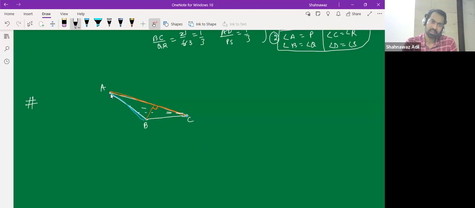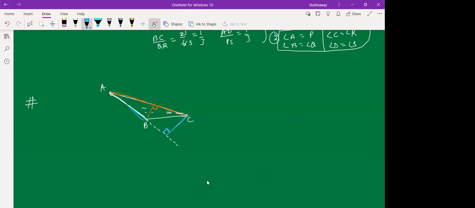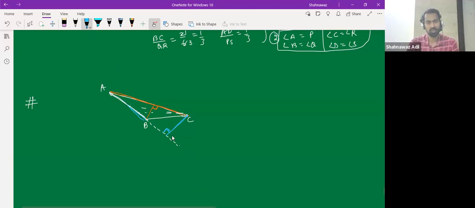So the answer is that I cannot draw it in here, because any point I join would not be perpendicular to this. So what I have to do is extend this AB line, and if I extend this line, then I would be able to draw the perpendicular. Is this clear?